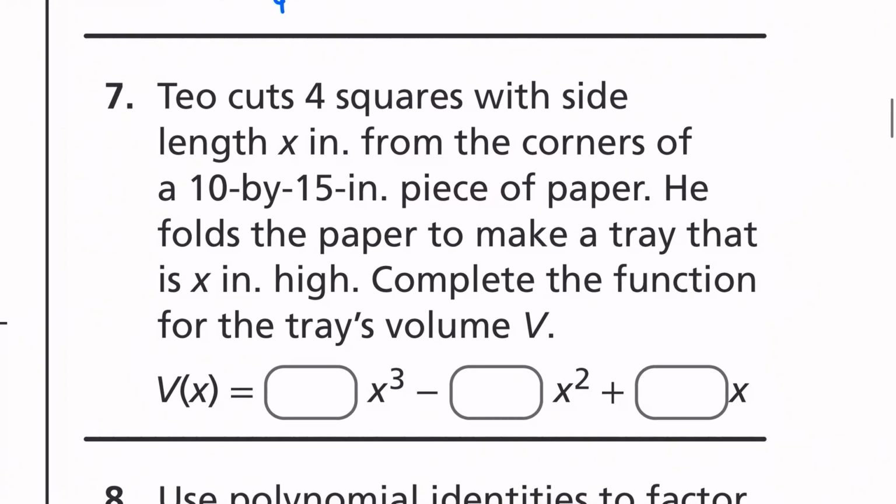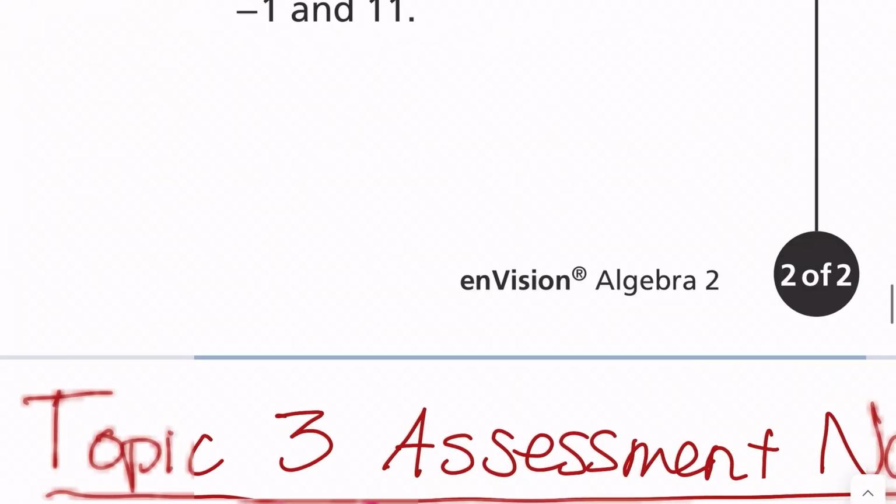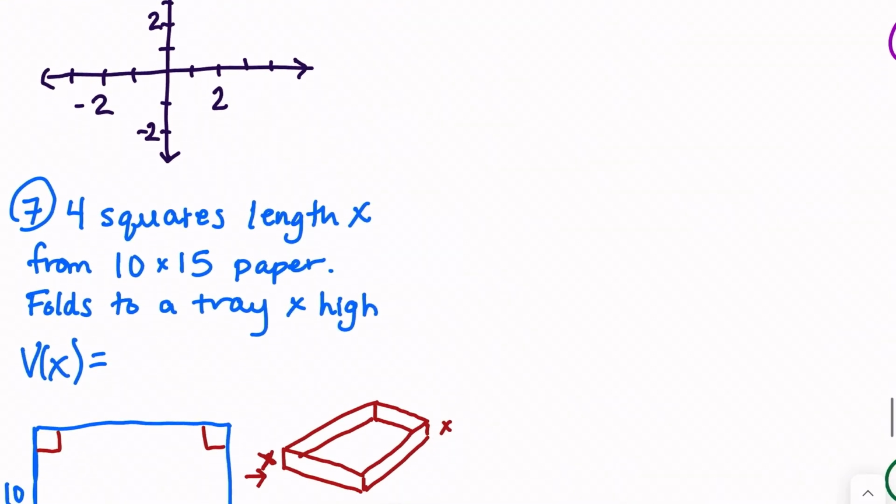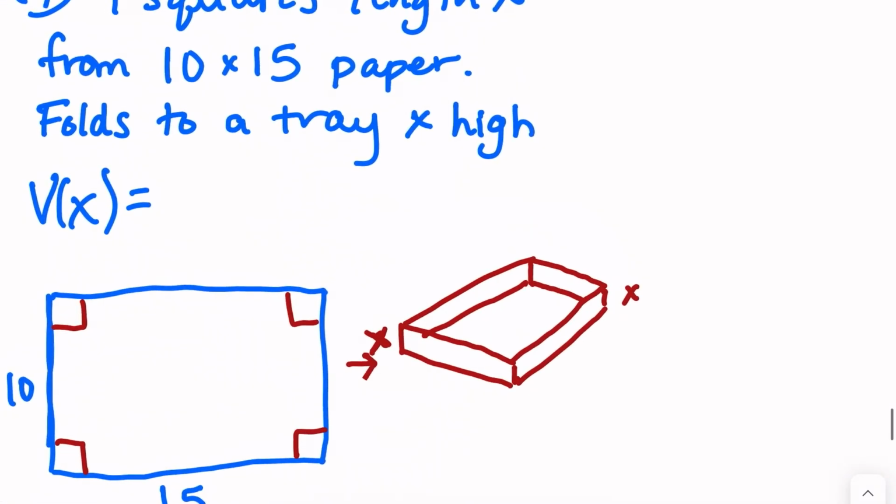Okay, number 7. I have a picture for it, so let's just read it first. Tio cuts 4 squares with side length x from the corners of a 10 by 15 piece of paper. He folds the paper to make a tray that is x inches high. Complete the function for the tray's volume V. So if you did not follow along with all that, I drew a picture for you. We're cutting squares that are x by x out of all 4 corners of this paper that's 10 by 15.